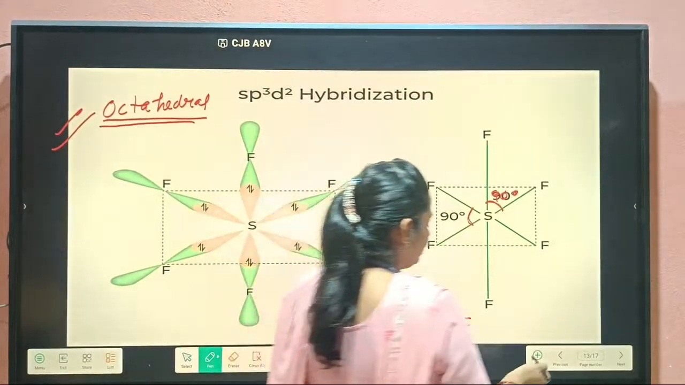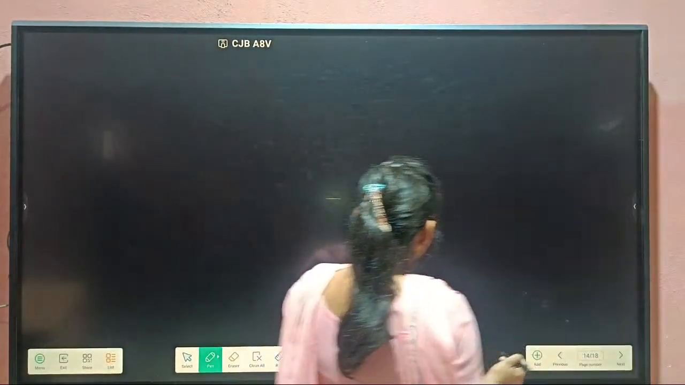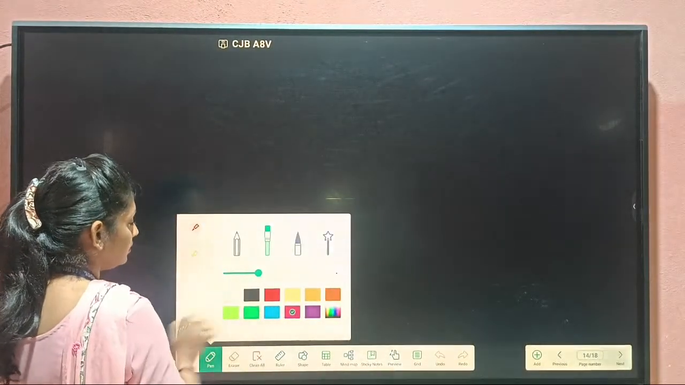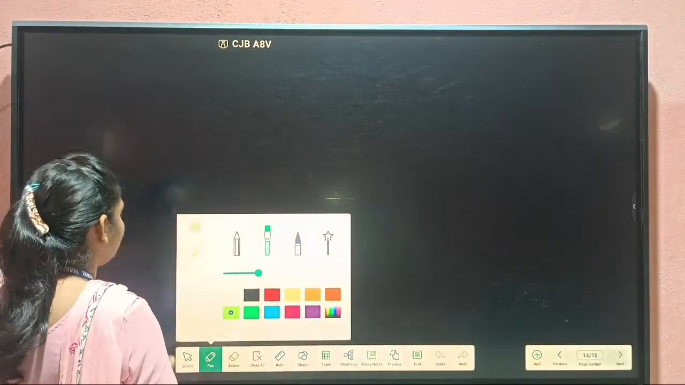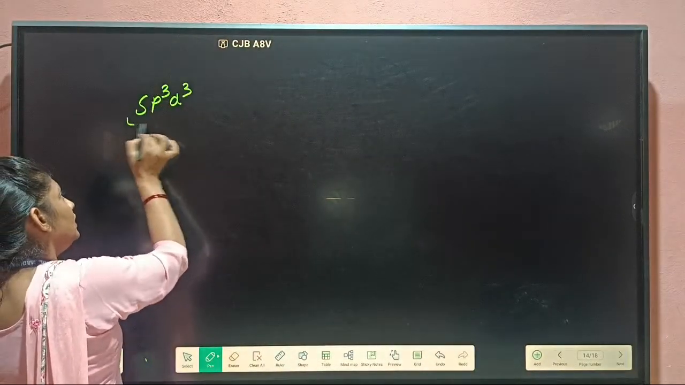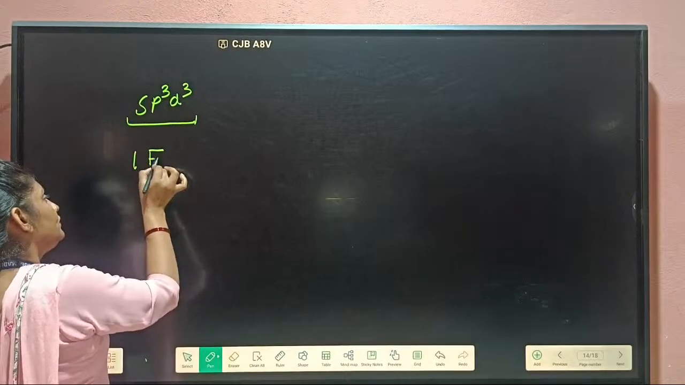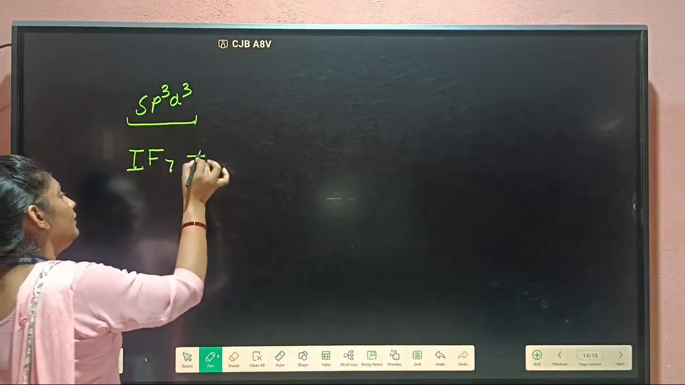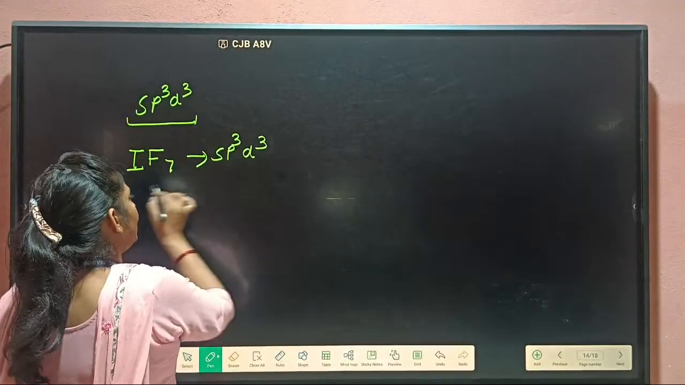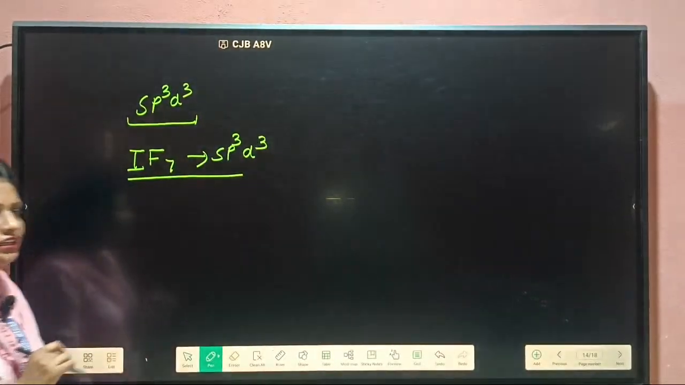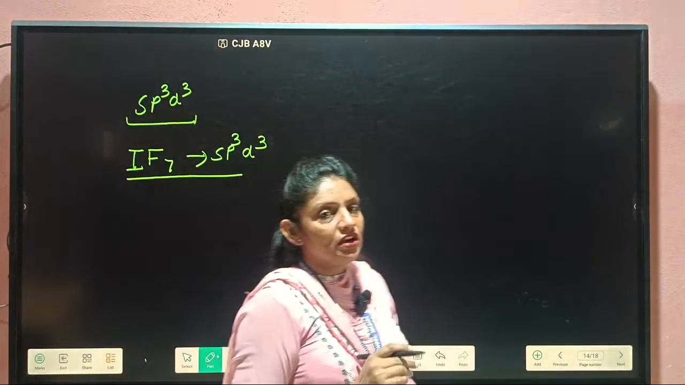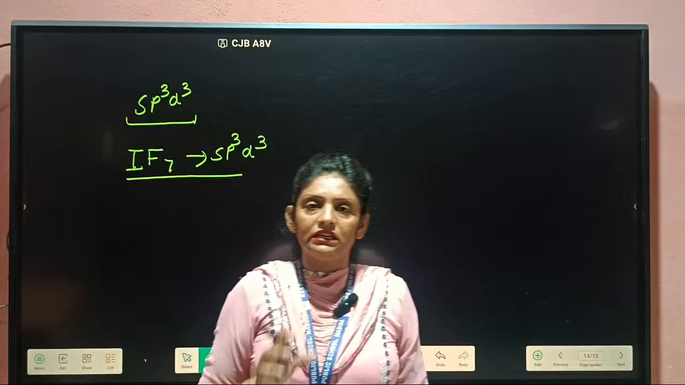Students, one more hybridization is also there. sp3d2 we have already done. That is sp3d3. For example, in the case of IF7, the hybridization will be sp3d3. Students, we have discussed the hybridization in a detailed way, but now we will see some tricks.